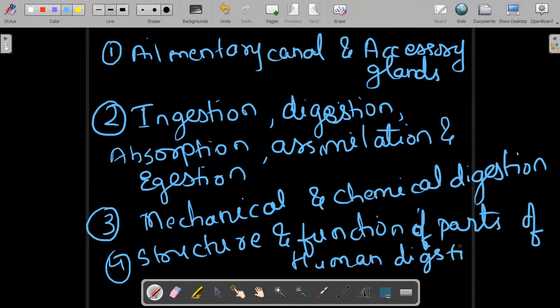Okay, so this is all very important, and you have to study in detail about human nutrition or the human digestive system. Thank you.